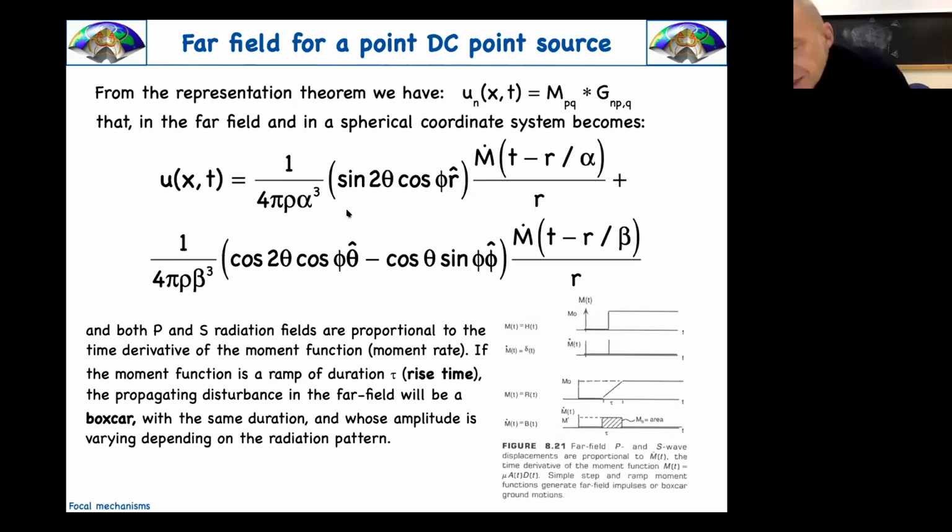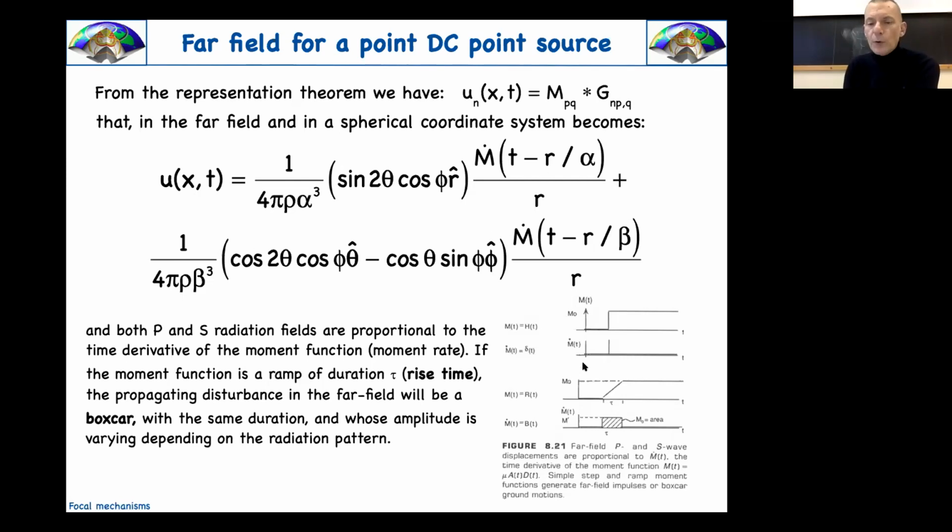What I'm trying to say is that the relative position of the receiver with respect to the source position will decide how much the amplitude will be. Why? Because these two angles here are referred to the source. And so according to his position, we can get a strong P, a null S, a strong S, a null P, and so on. And then, as I was telling you, the information about the time that we're going to get is the time derivative of what's occurring at the source.